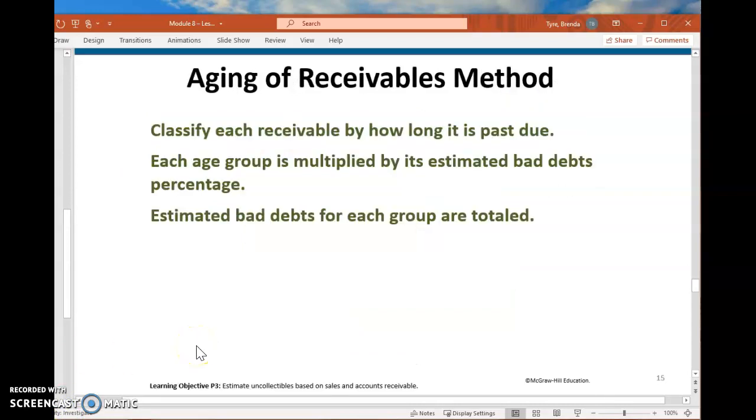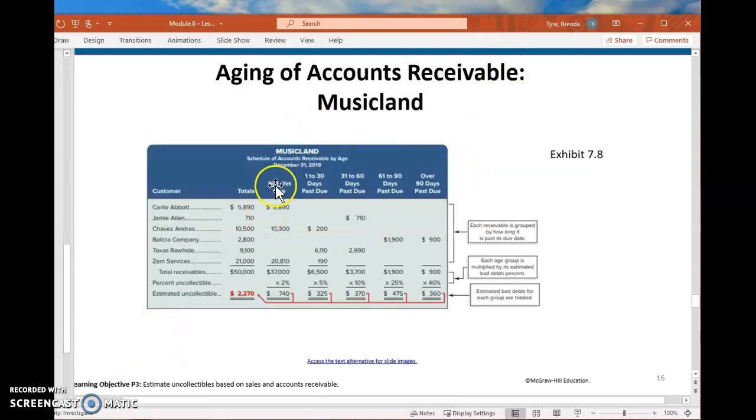The aging of receivables method, same concept, balance sheet approach. We're going to adjust the allowance account. Allowance account carries a balance, so we have to figure out what it should be, what it is, and make the adjustment. In this case, we're going to take a look at our aging of accounts receivable. This tells us the net amount due is $2,270. Excuse me, that's our estimate of uncollectible. Total receivables here, $50,000. $37,000 are not yet due. $6,500 are 1 to 30 days past due. $3,700 are 31 to 60 days past due, etc.